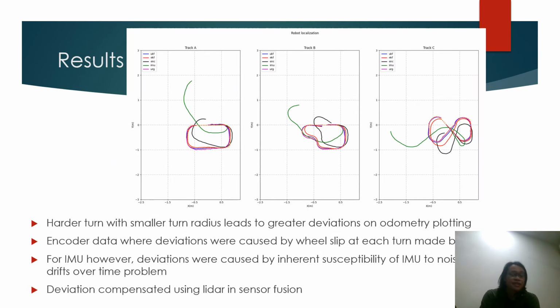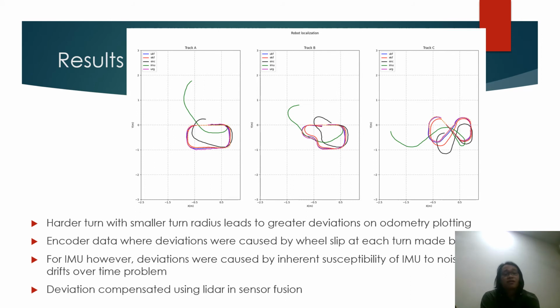Next for results is the next test, which includes not just encoder data but also IMU data and LiDAR data in the sensor fusion algorithm. The tests were carried out on track A, track B, and track C, all three different tracks. From track A to track C, the increasing turning difficulty for the AGV led to greater deviation on odometry plotting, as suggested by the IMU and encoder data, which are indicated as the green line and black line respectively.